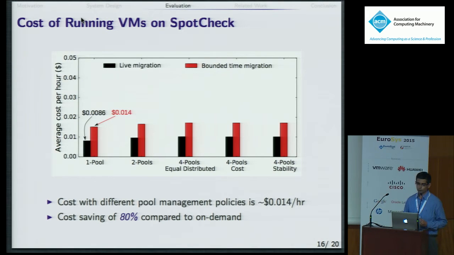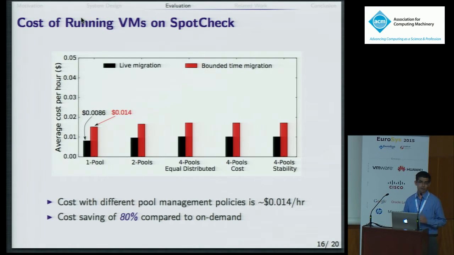This graph shows what is the actual average cost of SpotCheck VMs. So we evaluated the different pool management policies which I talked about earlier, starting with a simple one pool policy, moving on to as complicated as 4 different Spot pools. We see that the average cost in all cases is about the same, and that comes to around 1.4 cents an hour for the M3 medium instance. This results in a cost saving of 80% as compared to the equivalent on-demand server.